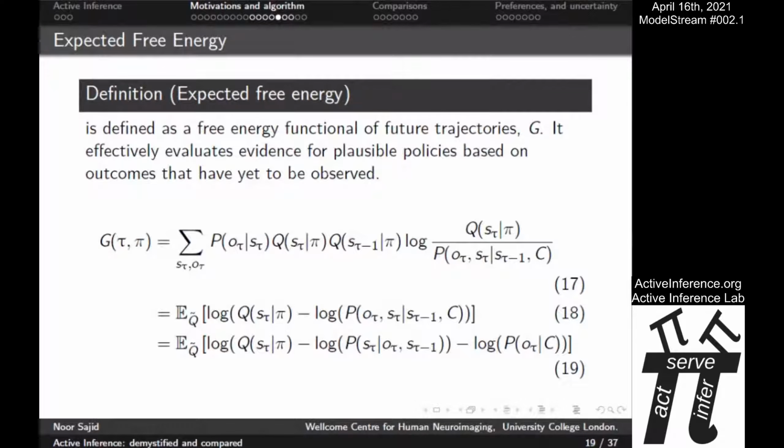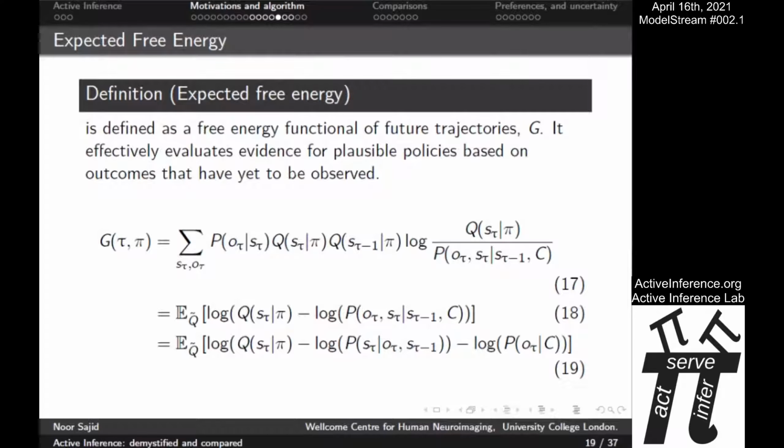And what is the expected free energy then? Expected free energy is the free energy function of future trajectories, G, and it effectively evaluates the evidence for plausible policies based on outcomes that have not been observed yet. So that's the key thing. You're making inferences about the set of future trajectories that you haven't observed.